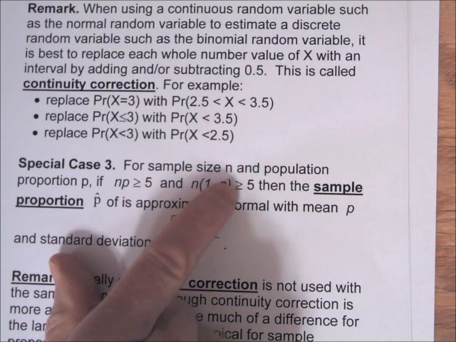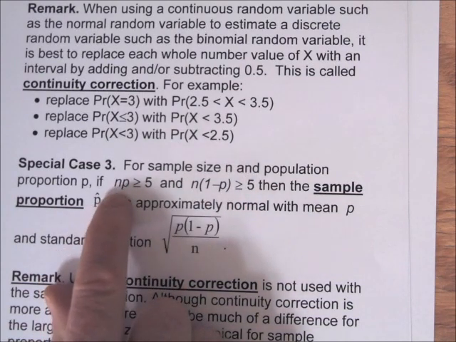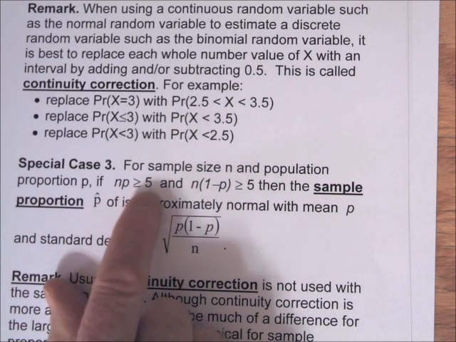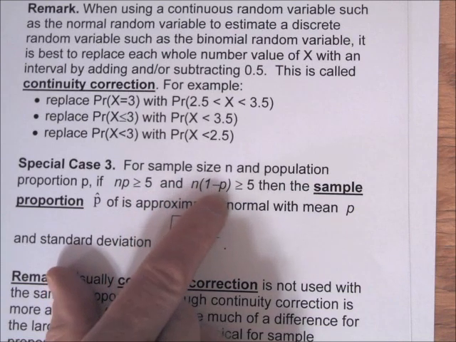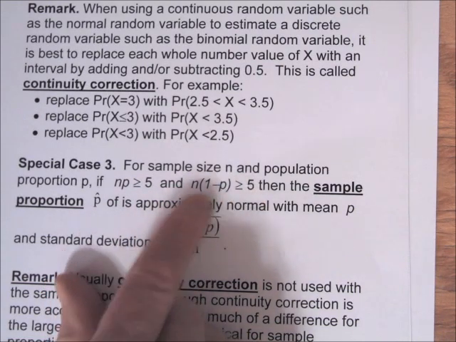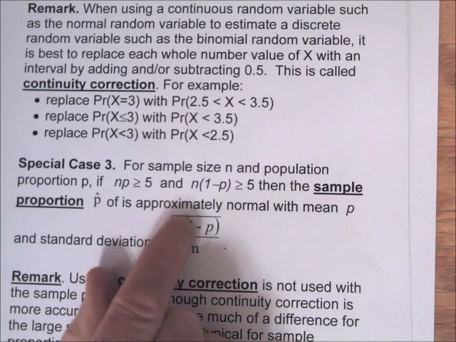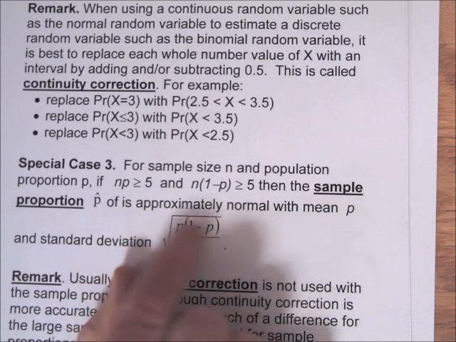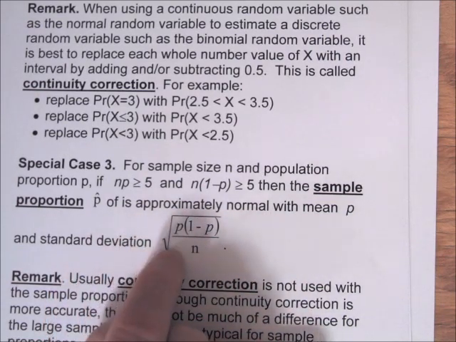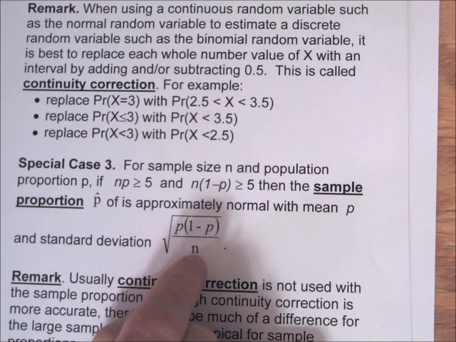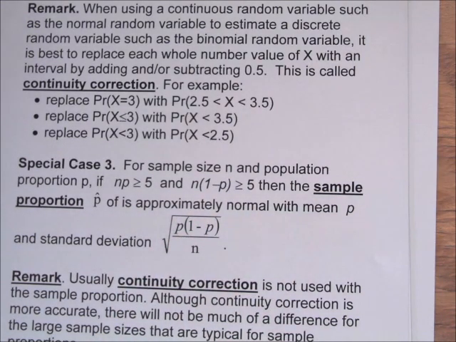For sample size n and population proportion p, if n times p is at least 5 and n times 1 minus p is at least 5, then the sample proportion is approximately normal with mean p and standard deviation square root of p times 1 minus p over n. And the sample proportion probabilities are actually related to binomials. You can switch from one to the other.